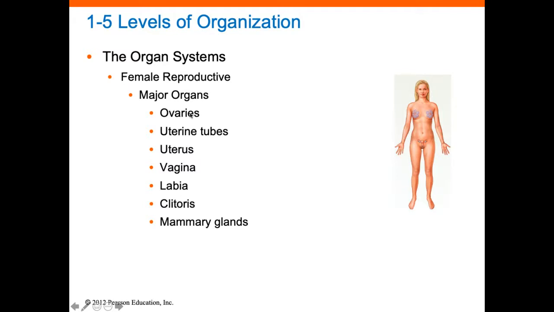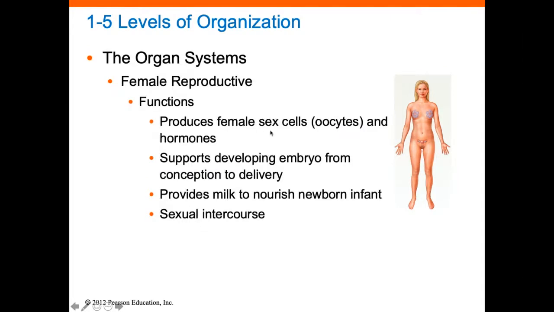The female reproductive tract is the ovaries, the uterine tube, aka fallopian tube, the uterus, vagina, labia, clitoris, the mammary glands, and these are responsible for producing the female sex cell known as the egg or the oocyte. It helps to support the developing embryo from conception to delivery. That would be the uterus as well as hormones being produced. The mammary glands are providing milk and nourishment for the newborn, and sexual intercourse.